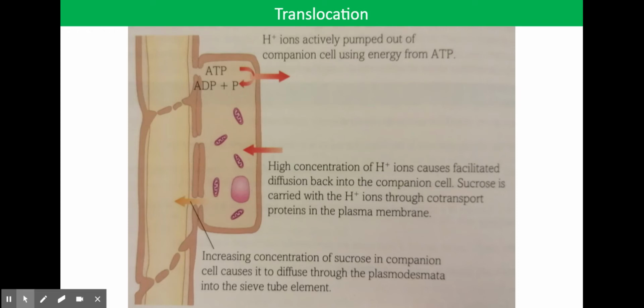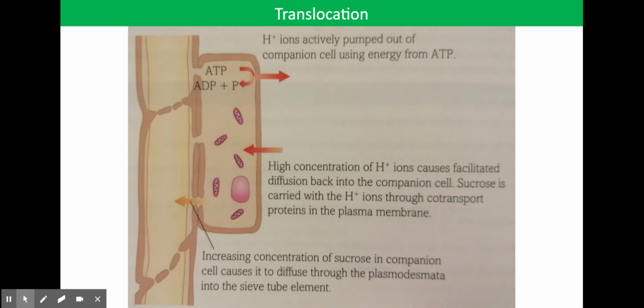The hydrogen ions diffuse back into the companion cells through special co-transporter proteins. These proteins only allow the movement of hydrogen ions into the cell if they are accompanied by sucrose molecules. This is known as co-transport.